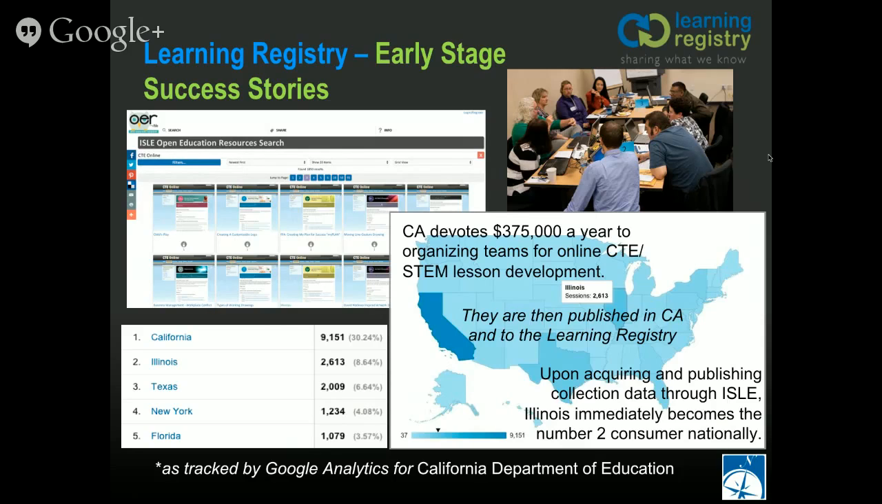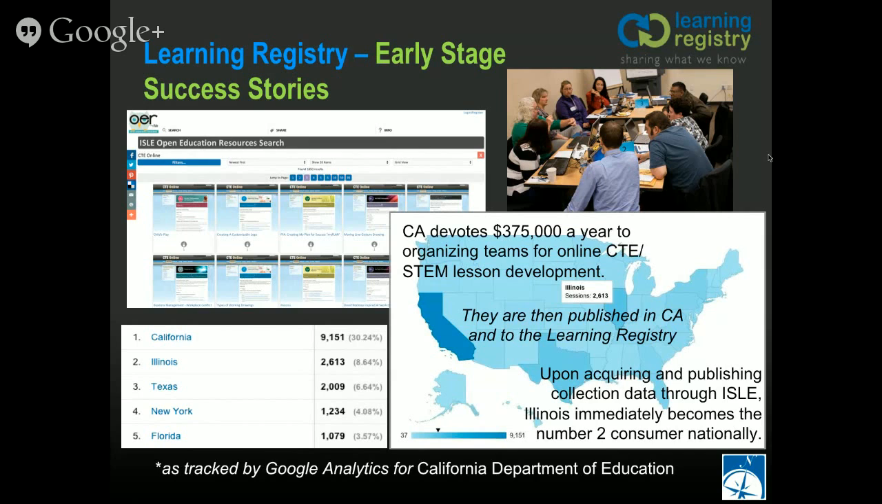California annually puts $375,000 to organizing teams of CTE and STEM educators for online lesson development. They publish those lessons and materials and embedded resources to their own teachers in California through a system called ctonline.org. We then published that data on behalf of that project to Learning Registry from California. And those materials were acquired and published as collection data through the Illinois state learning environment.